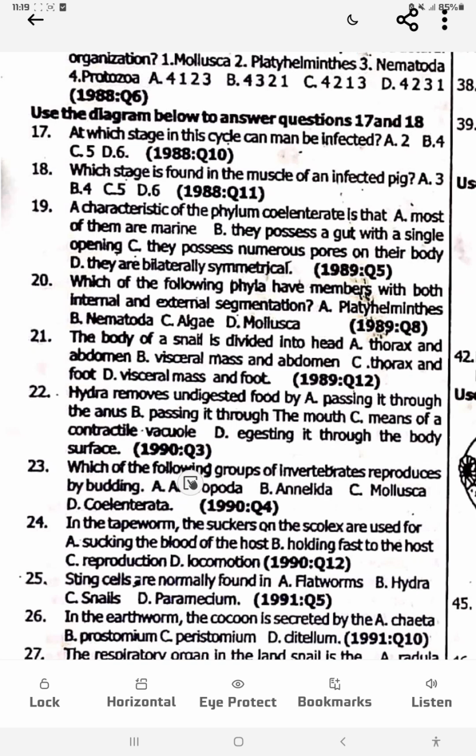23. Which of the following groups of invertebrates reproduces by budding? Coelenterata. This one might be the Hydra. They reproduce by budding. What will be budding? Without doing sexual reproduction, one part of them will just grow. After some time, that part will cut and come out. You can form a new part of them. A newborn will arise from that part. That system is called budding.